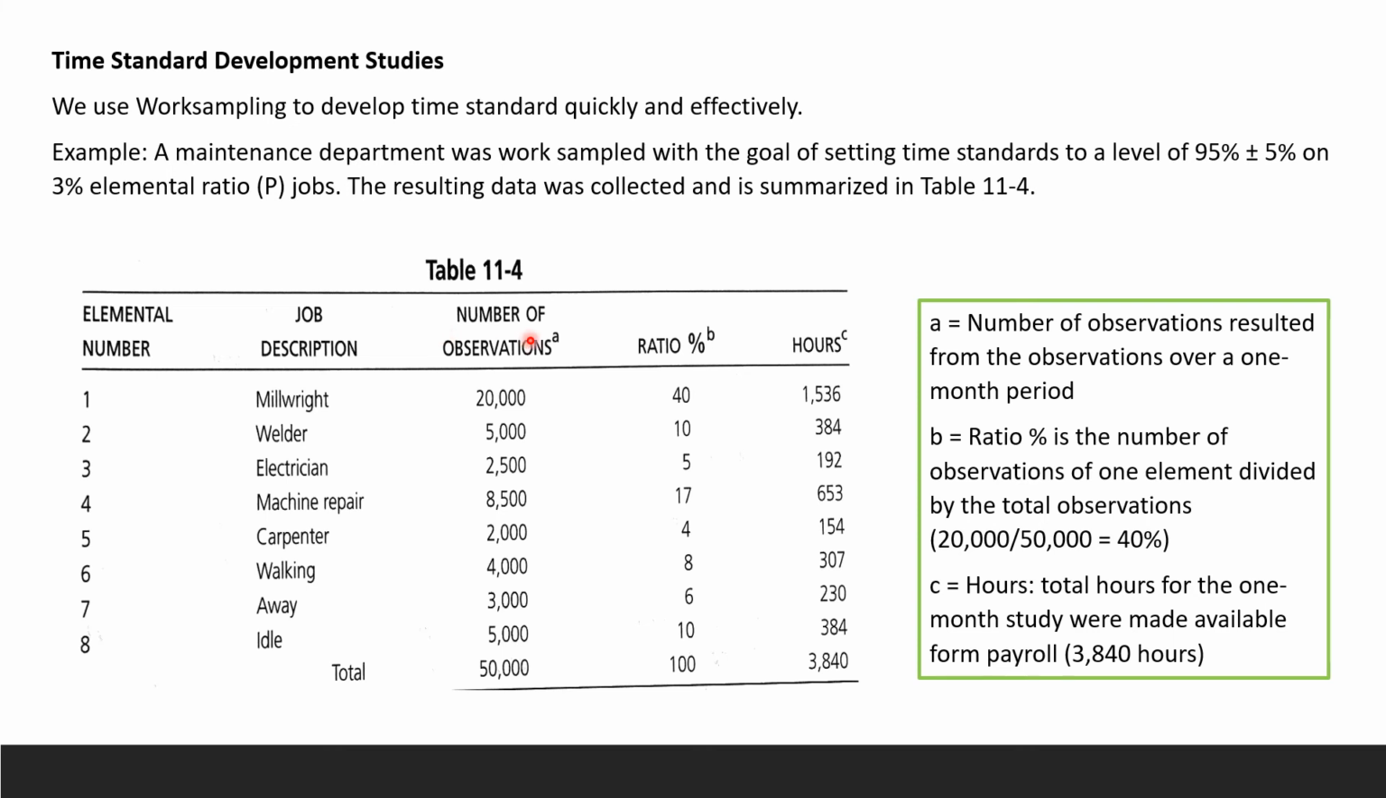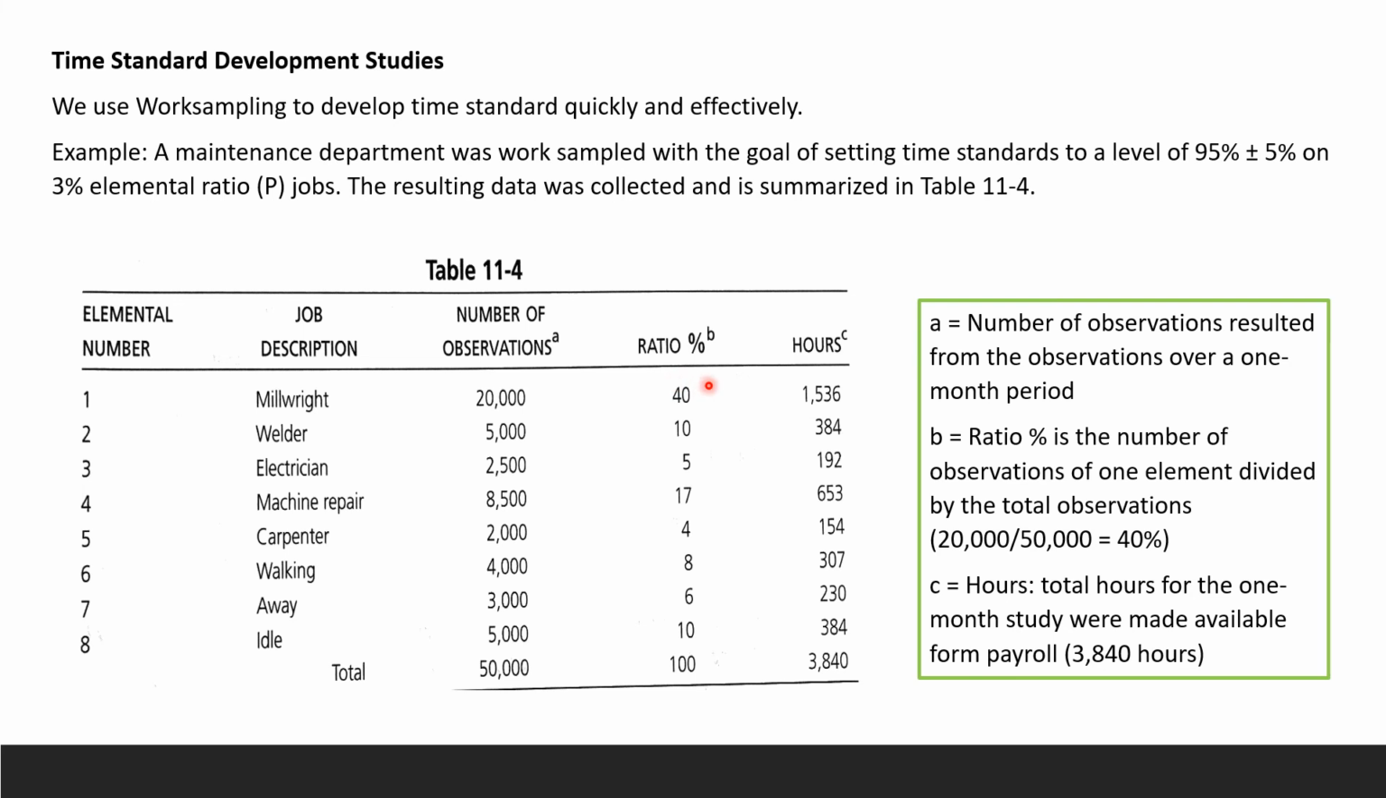So, Table 11.4. Here you have your elemental number, so that's your operation work, and you put the element work of that operation into numbers. So you have 8 parts in that operation. The jobs are in the maintenance department: you have millwright, welder, electrician, machine repair, carpenter, walking away, and idle in this department. The number of observations resulted from observations over a 1 month period, so your study time is a month.